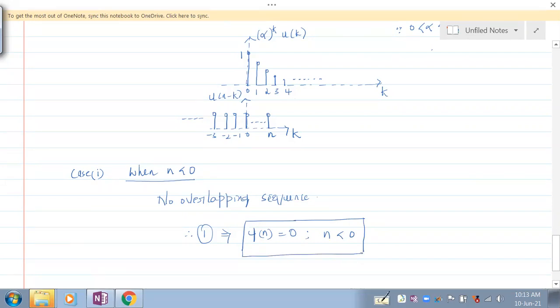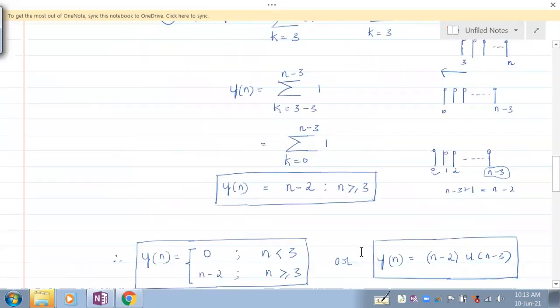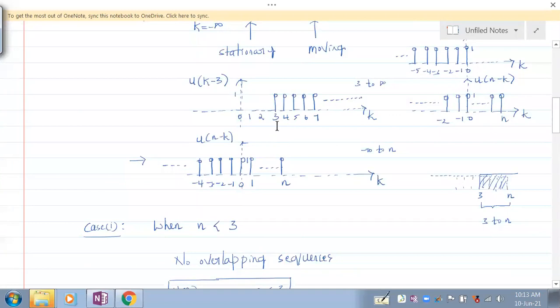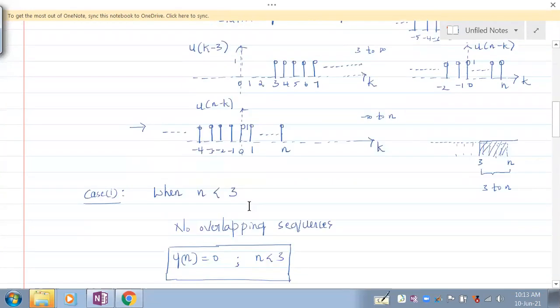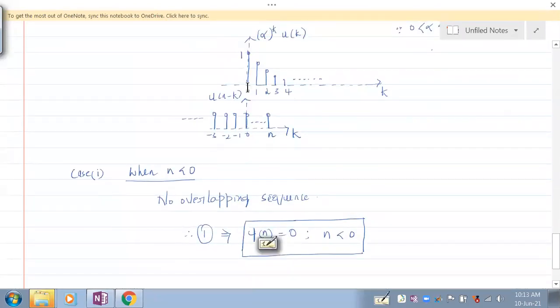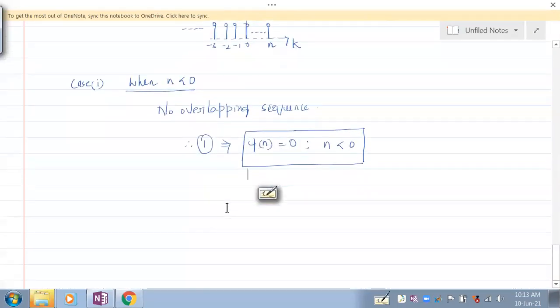In the previous case, we were looking at n minus 3, so n should be less than 3 for no overlapping. But here we have a stationary signal starting at 0. That's why n has to be less than 0 for no overlapping. Fine. So can you give me the second case? Case 2. What is the overlapping range?